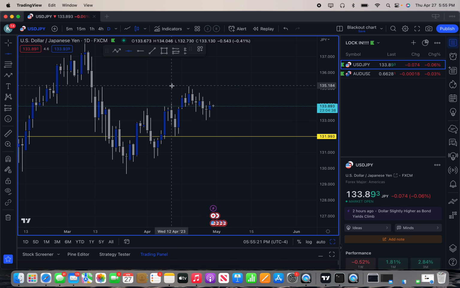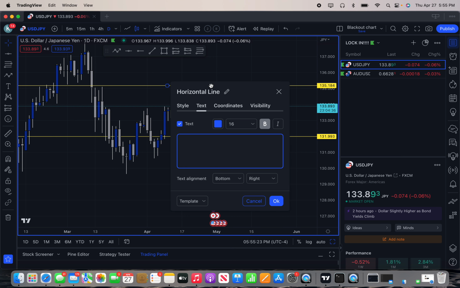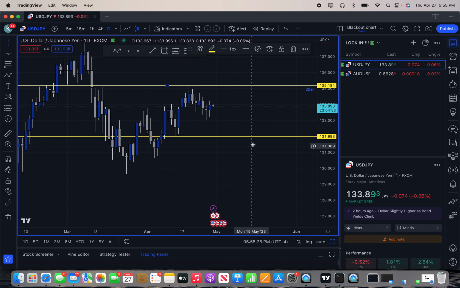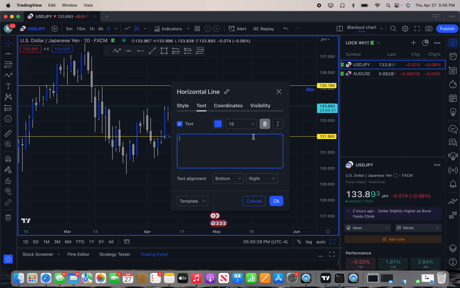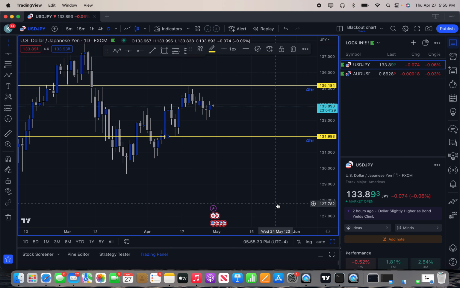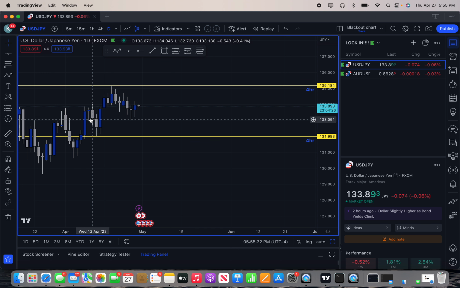This is my low. This is my high. I just like to put 4-hour because I don't keep all my stuff the same color, and you'll see as I put the market together more. And this was the pullback. I like the last candle here.